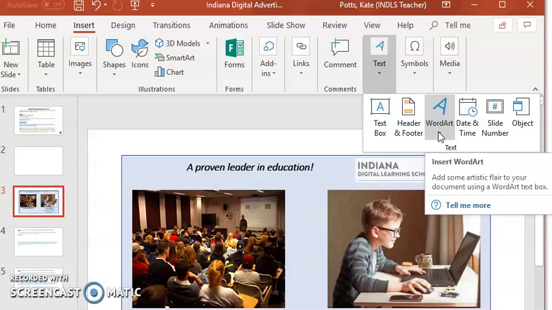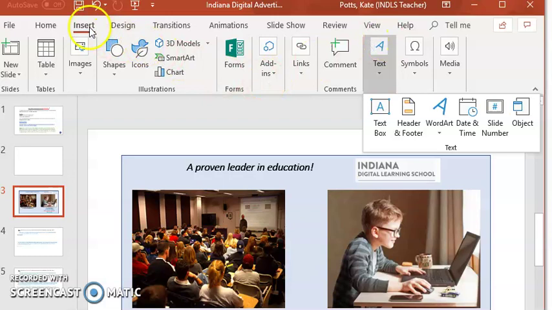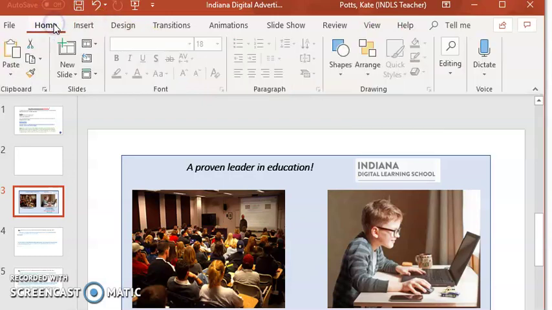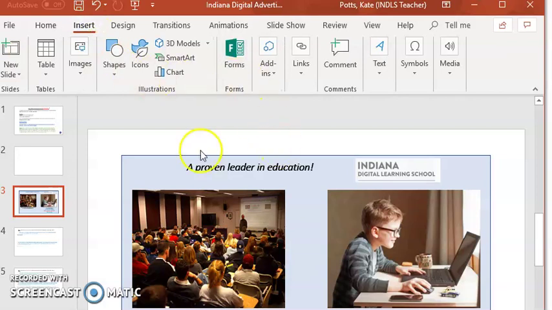So you don't have to know exactly how to do all of this, but definitely play around. I would say the Home tab and the Insert tab will be your two best friends when you're trying to create a slide that's visually appealing.